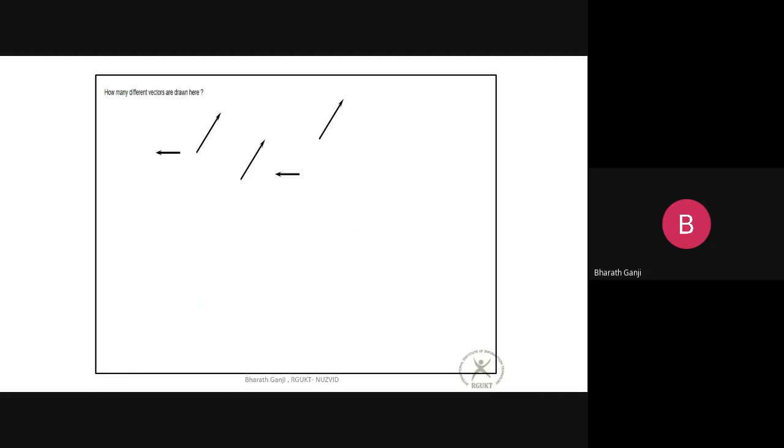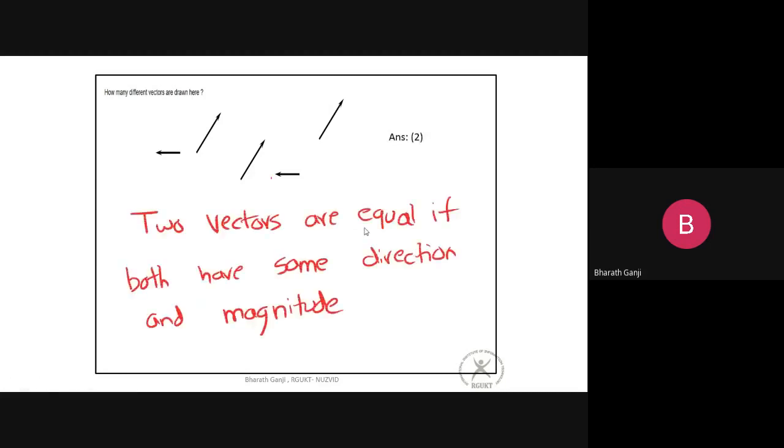So what is the answer? Yes, 2. There are only 2 vectors. Usually, two vectors are said to be equal if they both have the same magnitude and direction. What I can see is all these 3 vectors are basically 1 vector, because they are all in the same direction and have the same magnitude. And if I look at these 2, they are also in the same direction and of the same magnitude. So the answer is basically 2.